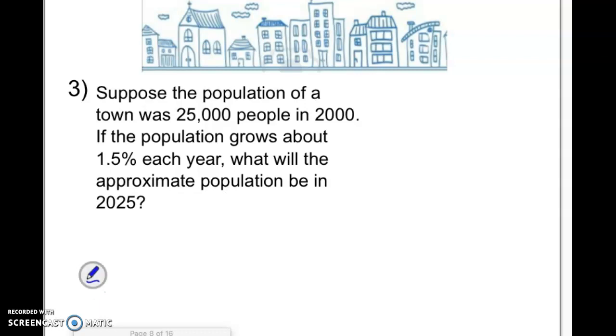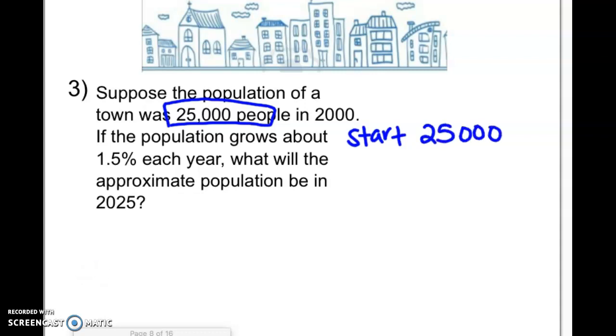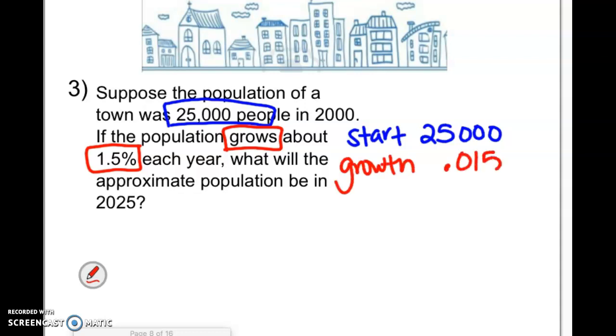Looking for the start. Okay, suppose the population was this much. So there's my starting value. And then we want to look for if it's growing or decaying. So my keyword there is grows. So it's the growth model. We're going to use 0.015, converting that 1.5 to a decimal. And see for what x value we're looking for. When x equals 25. So from 2000 to 2025, there's 25 years.